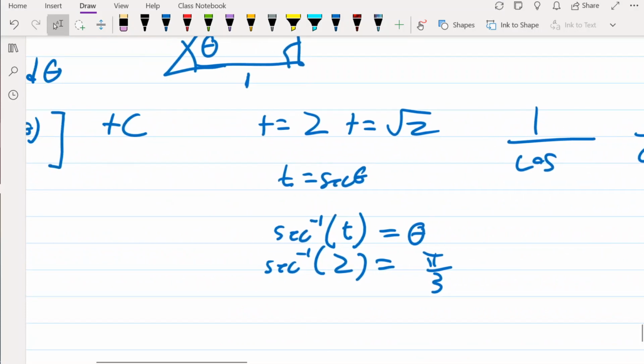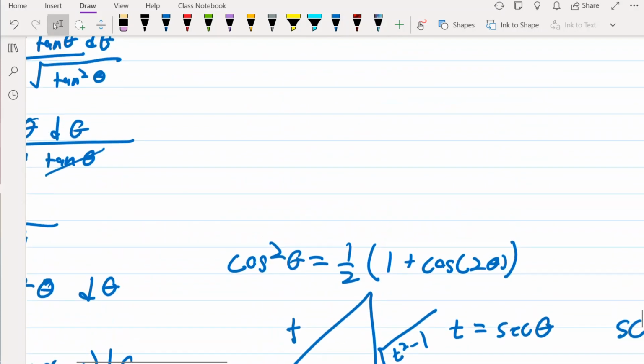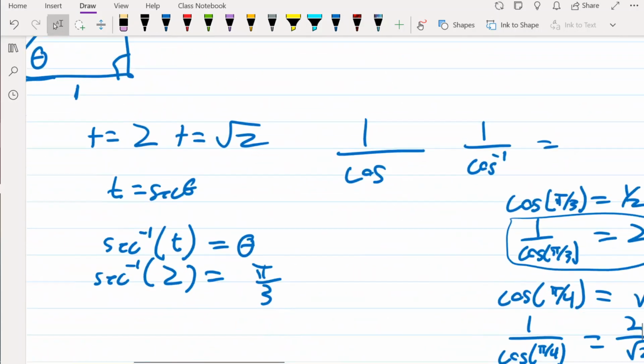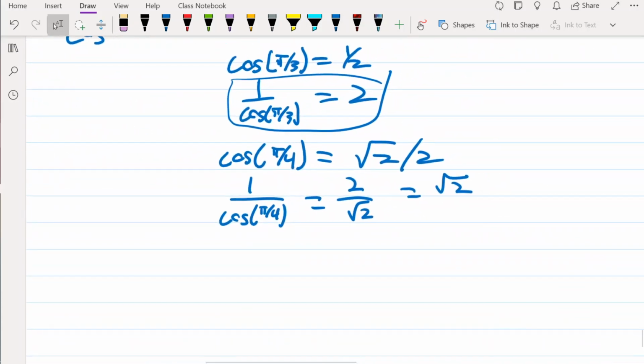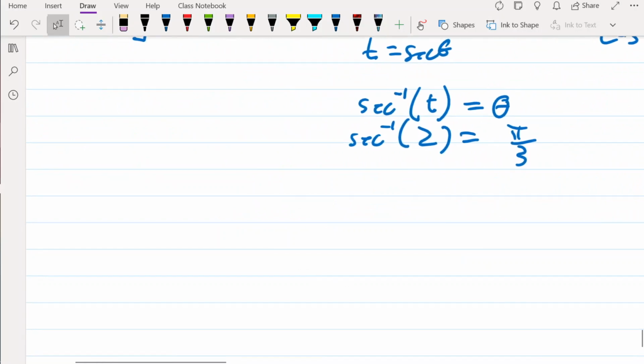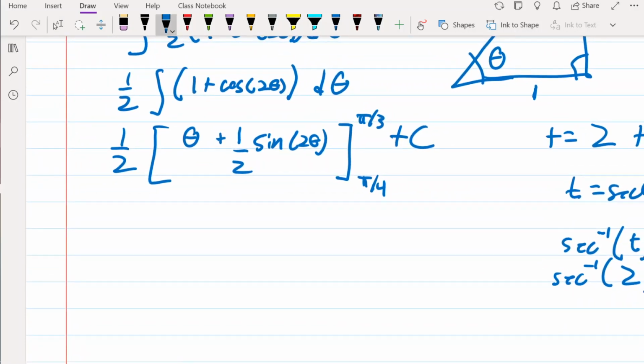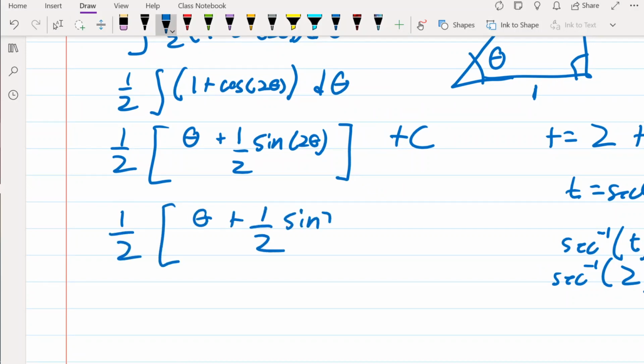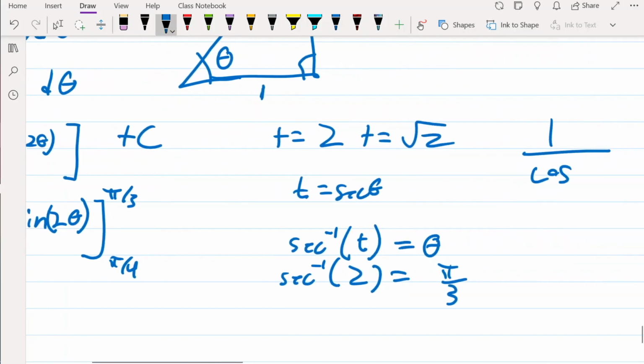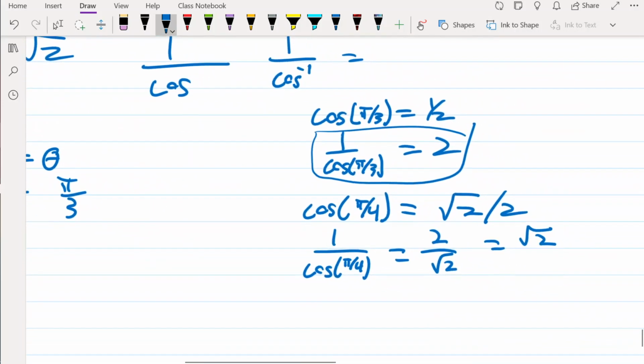Let me just check. Yeah, so pi over 4 to pi over 3. And actually, this is going to be evaluated, not here. That's the indefinite. So 1/2 theta plus 1/2 sine of 2 theta from pi over 4 to pi over 3. Yep.